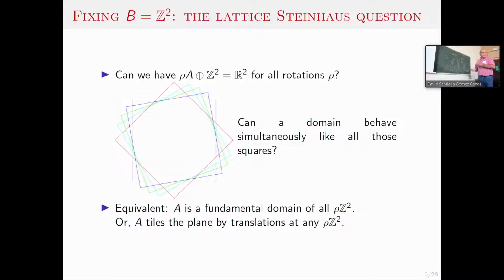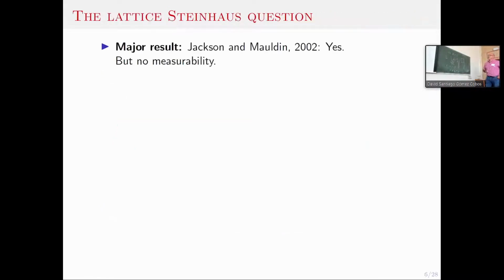So it seems like an impossible task, and in some sense we still don't know if it's possible, but you will see what is possible. Now, as far as the non-measurable study of this problem is concerned, the real major result is one by Jackson and Mauldin of 2002, who answered yes, there is such a set A, which tiles with all rotates of the square. It's not measurable, or at least we don't know if it's measurable.